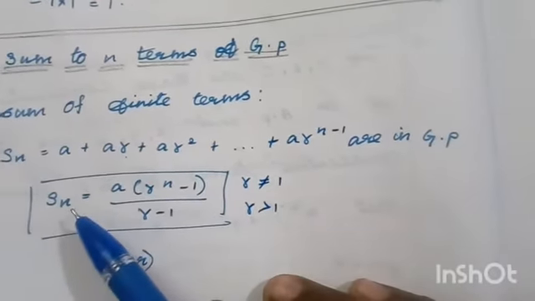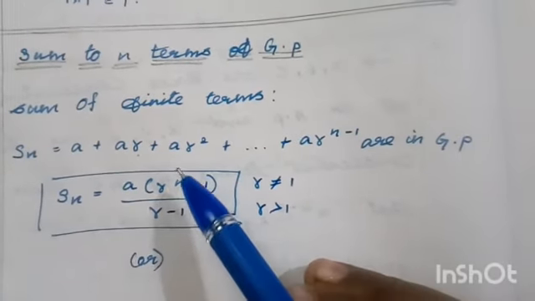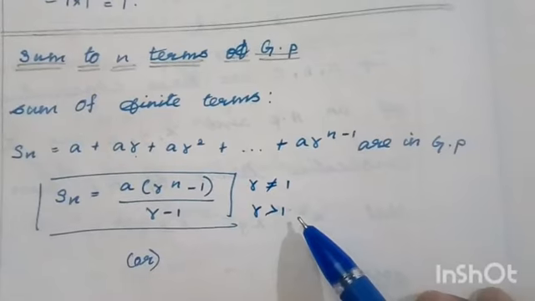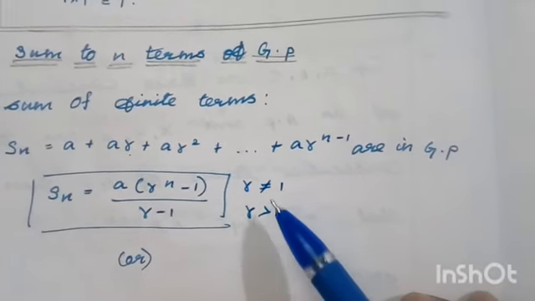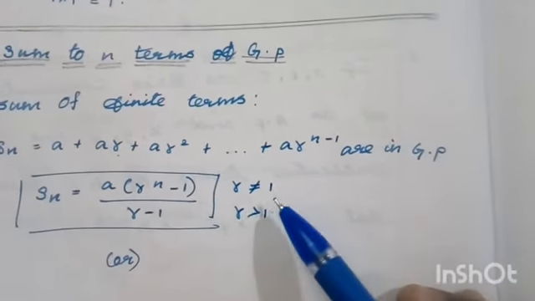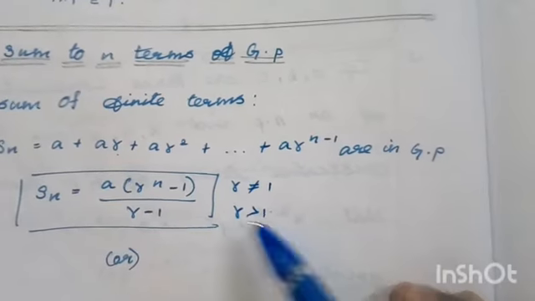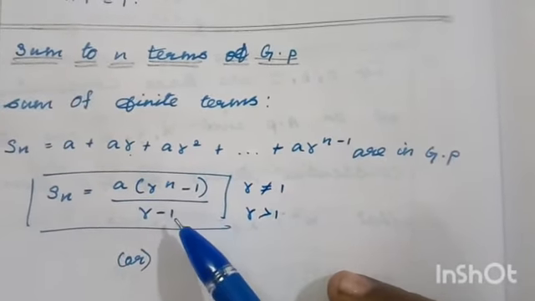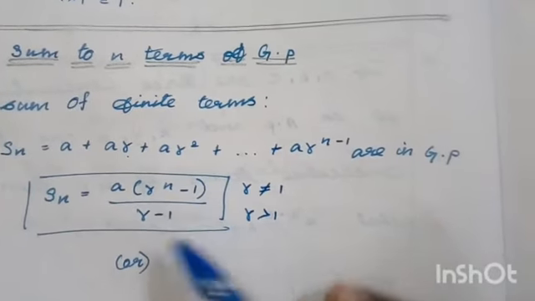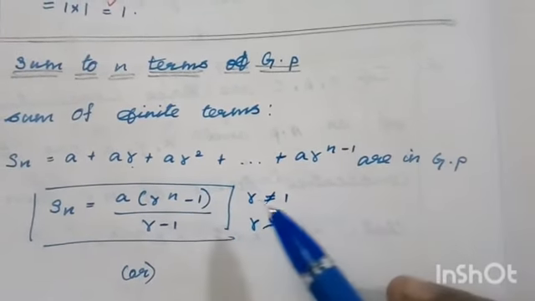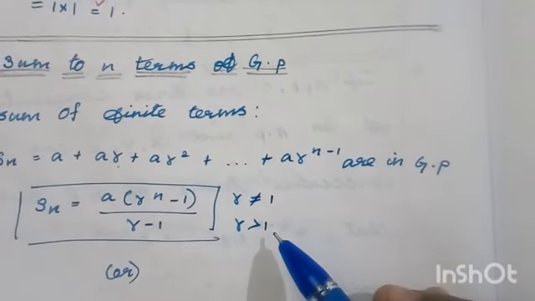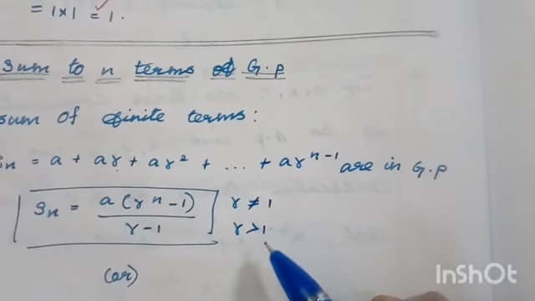That is the formula: Sn equals a into r power n minus 1 by r minus 1, for r greater than 1, or r not equal to 1. If r is 1, the denominator is 0, so the whole term is not defined. So we give this condition: r not equal to 1, or r greater than 1.